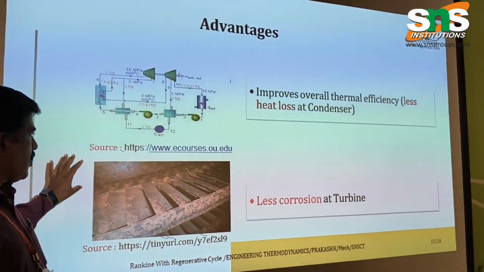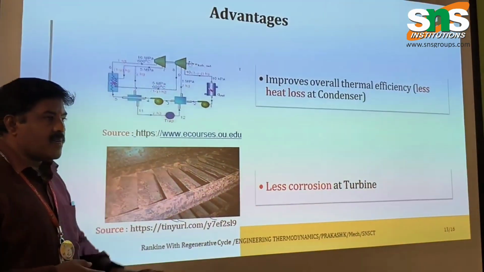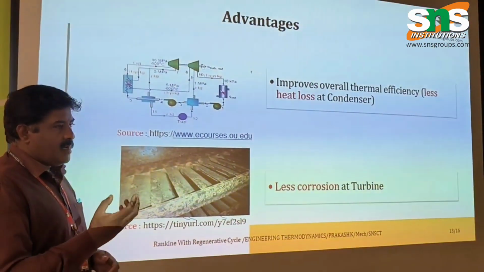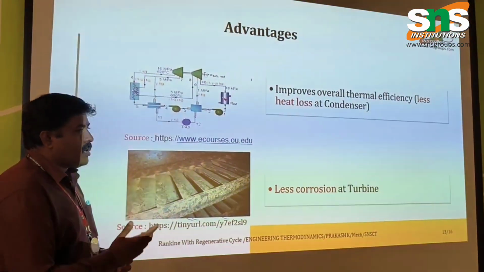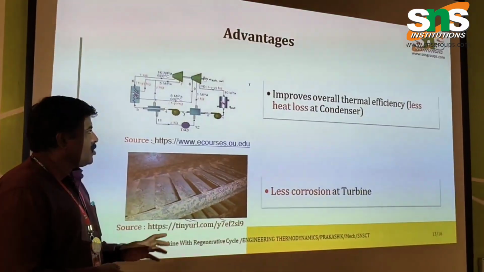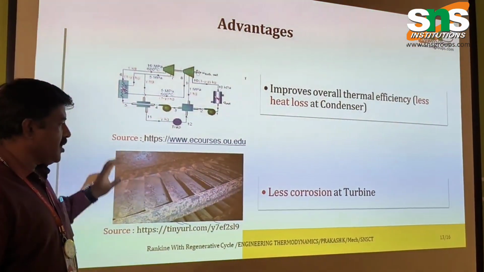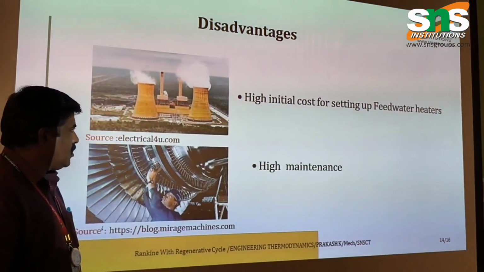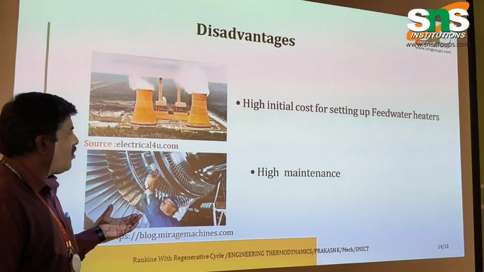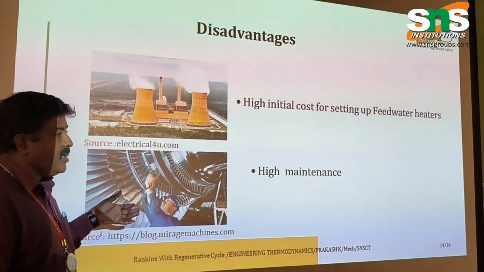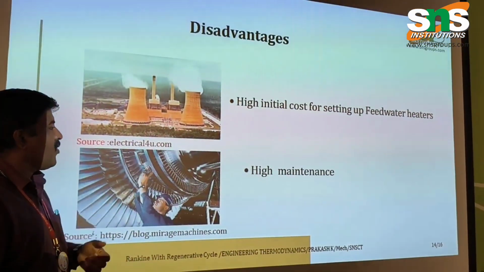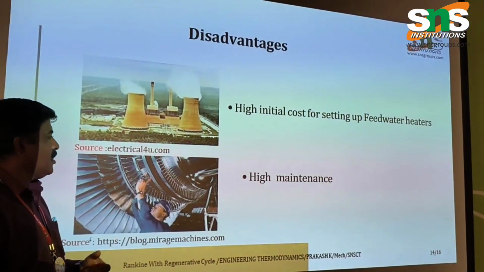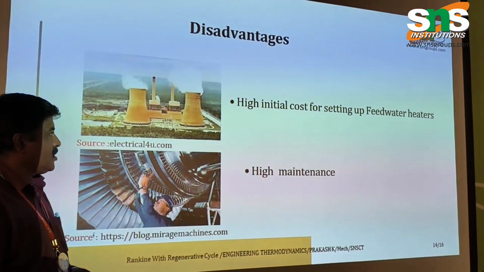And as we said, the heat loss in the condenser is reduced because by using the bleed steam, we are extracting the heat and using it for feedwater heaters. So the overall thermal efficiency is increased and corrosion is also reduced. So what are the disadvantages? The initial cost is higher for the feedwater heaters, and maintenance is the major disadvantage.